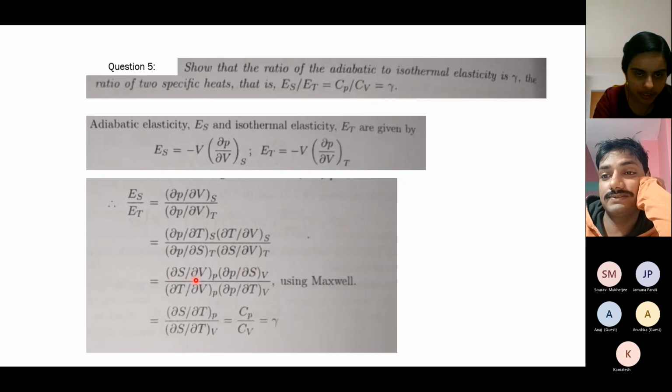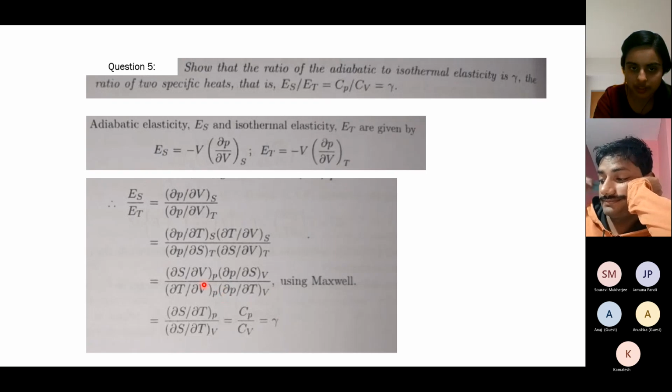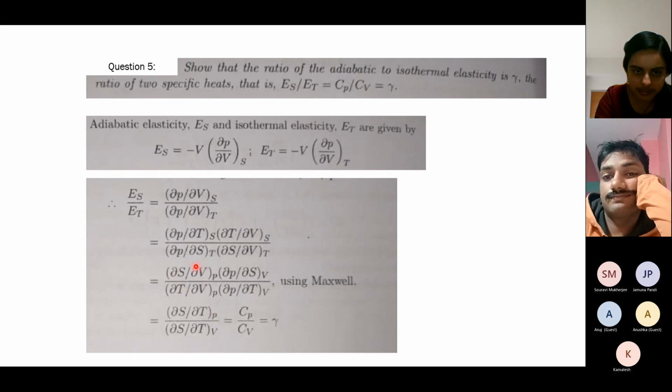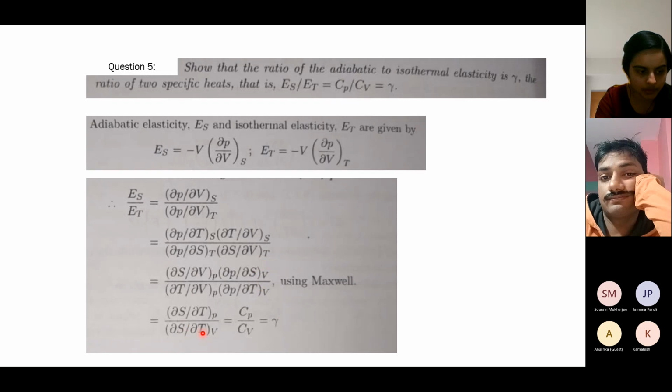If you just look at these two terms, it is del S del V at constant pressure, and then it's in the denominator. So if you multiply, it will be del V del T at constant pressure. Then the V gets cancelled, and what you get is del S del T at constant pressure. Just looking at this term and this term. Similarly, if you work with these two terms, you'll get this expression.